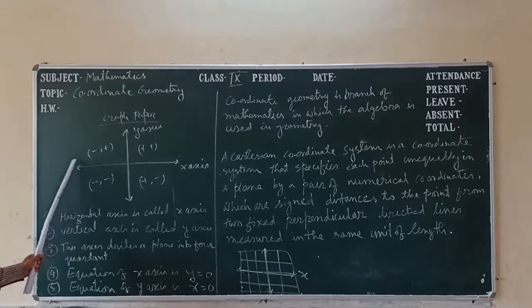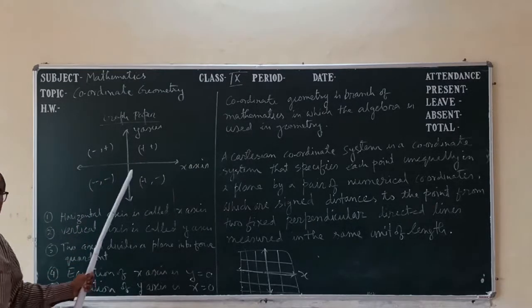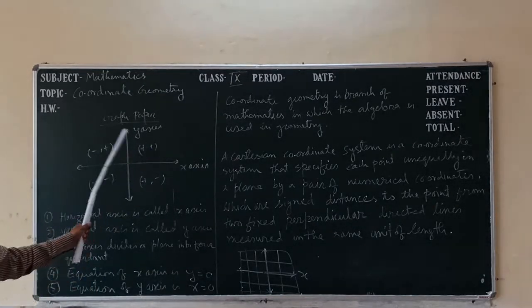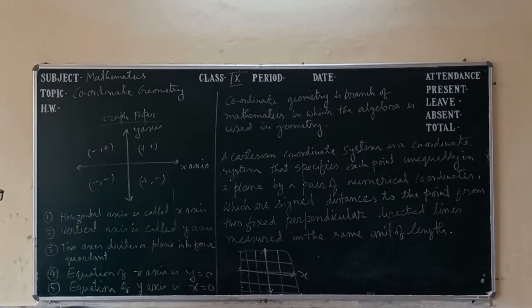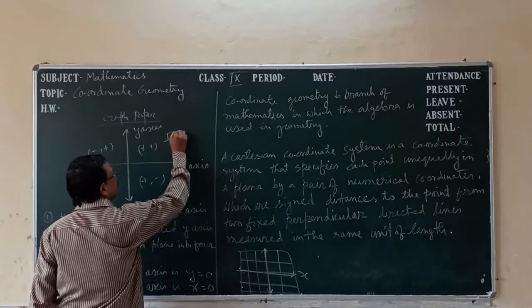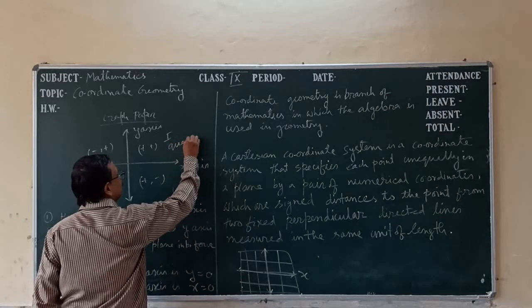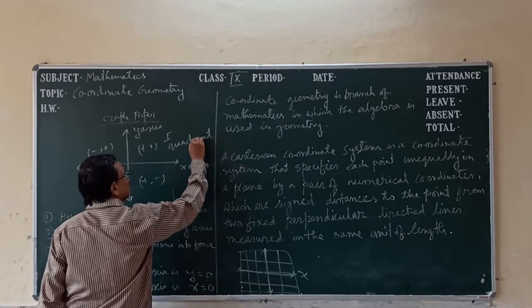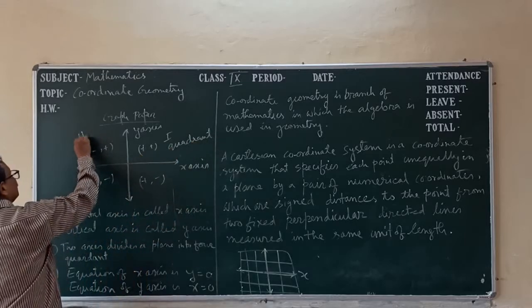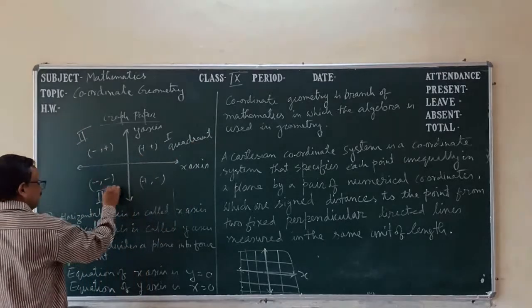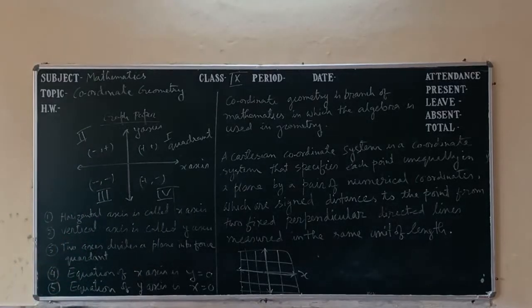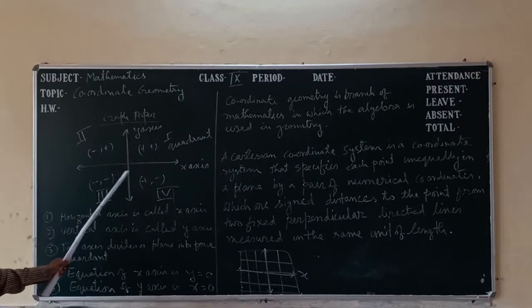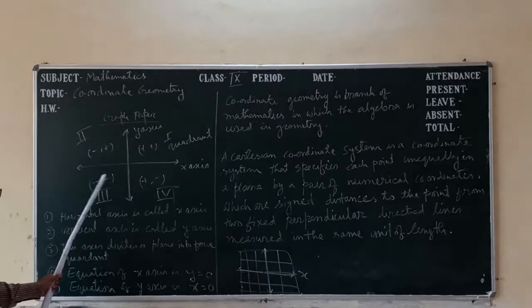In the boldest lines there are the two axes, and these two axes divide a plane into four parts. These are the four quadrants. This is known as the first quadrant. This is the second quadrant. This is the third quadrant. And this is the fourth quadrant. So there are four quadrants: first, second, third, and fourth.